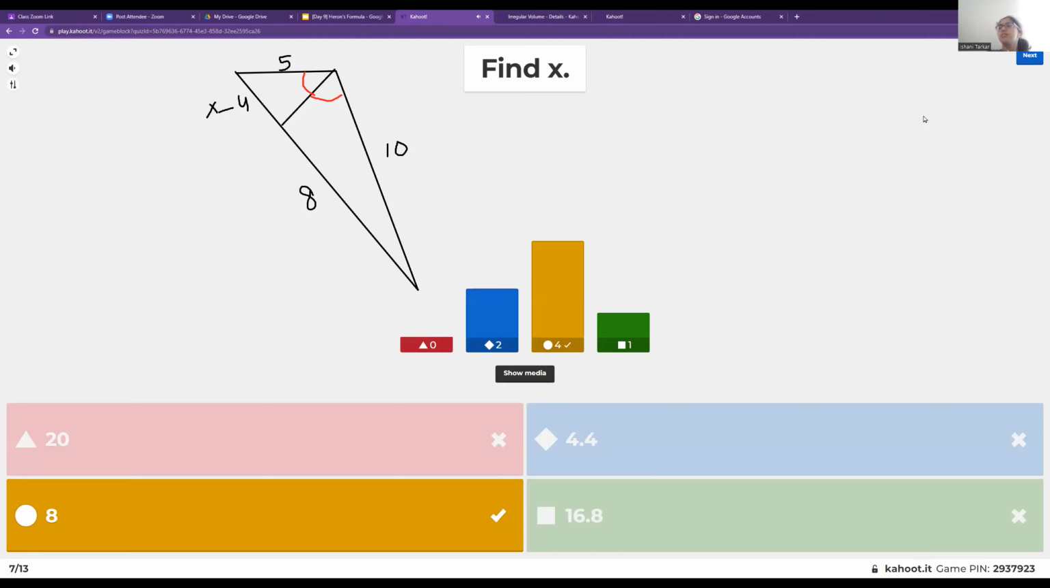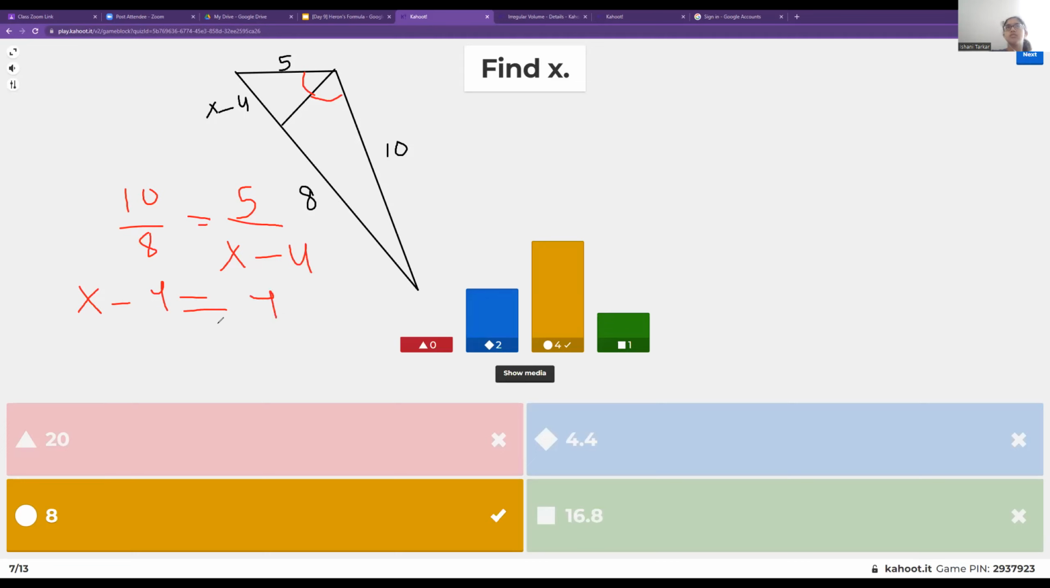Okay. So, the answer was 8. So, remember we would do 10 over 8 is equal to 5 over x minus 4. So we would multiply both sides by x minus 4, and then divide both sides by 10 minus 8. To get x minus 4 is equal to 8 tenths times 5, which is equal to 4, right?